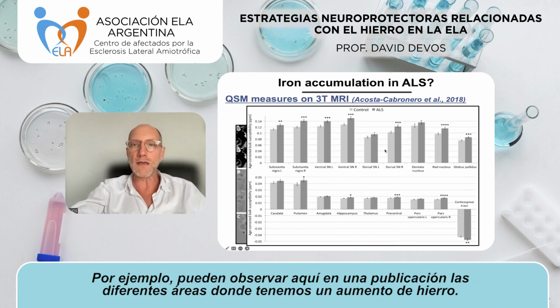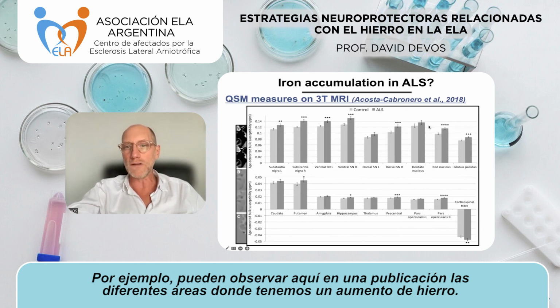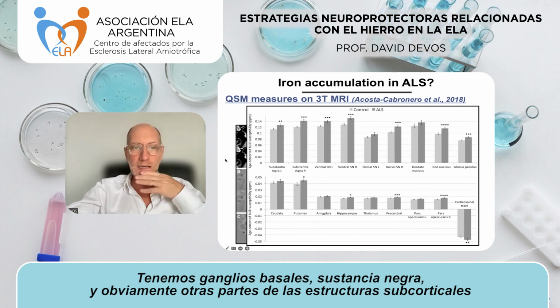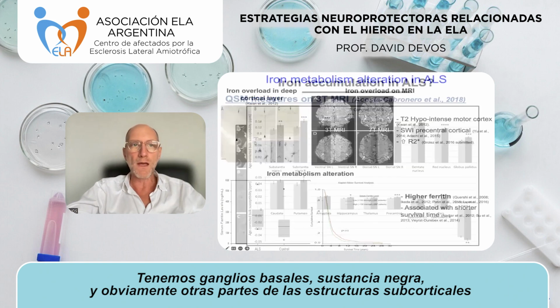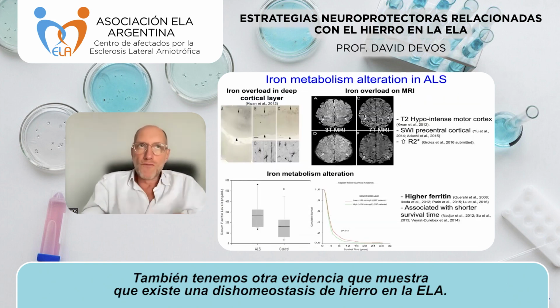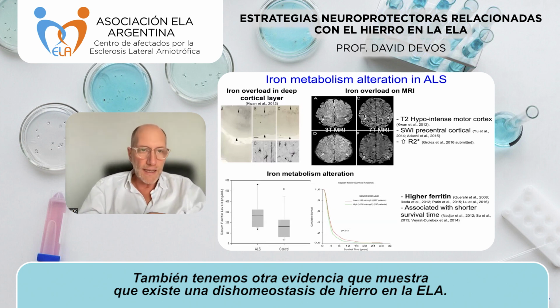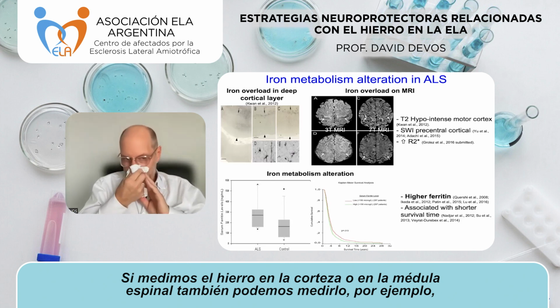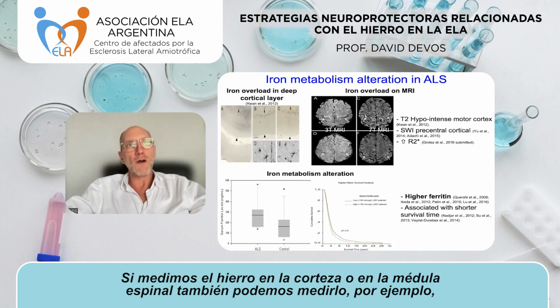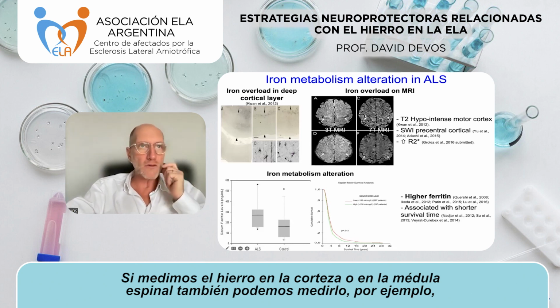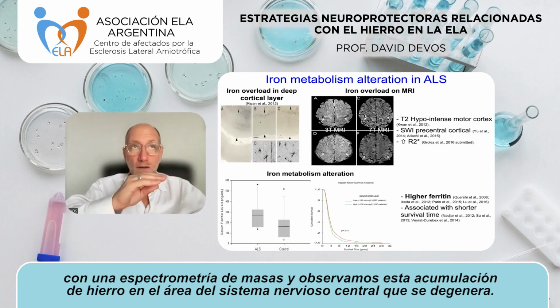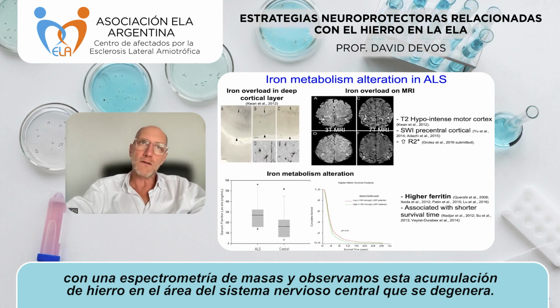And you can see here, for example, in one publication, the different areas where you have an increase of iron. You can have basal ganglia, substantia nigra, and some part also the cortical tracts, obviously. So we also have other proof showing that there's an iron dyshomeostasis in ALS. If you measure iron in the cortex or in the spinal cord, you also can measure with mass spectrometry, for instance, that there is an iron accumulation in the area of the central nervous system, which degenerates.